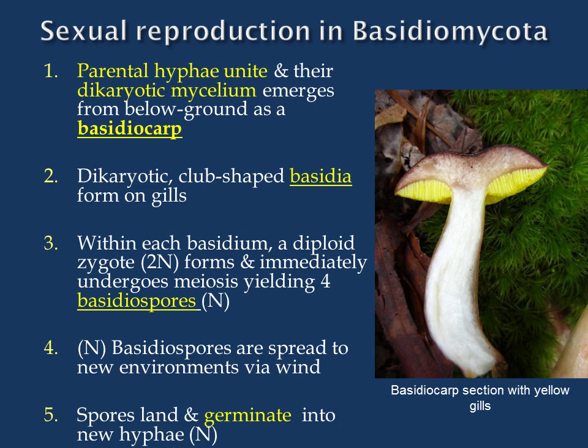In sexual reproduction in Basidiomycota, first we see the parental hyphae unite, and their dikaryotic mycelium emerges from below as a basidiocarp. These are the familiar mushrooms. Of course, the dikaryotic club-shaped basidia form gills. Within each basidium, a diploid zygote forms and then immediately undergoes meiosis, yielding 4 basidiospores. Those basidiospores are spread to new environments via wind and sometimes via water. Spores land and germinate into hyphae. Off to the right we can see a basidiocarp section with yellow gills.